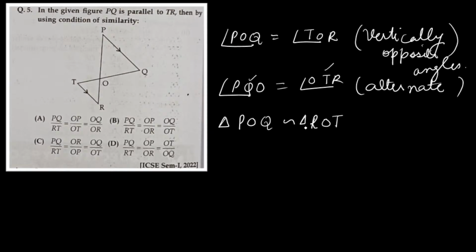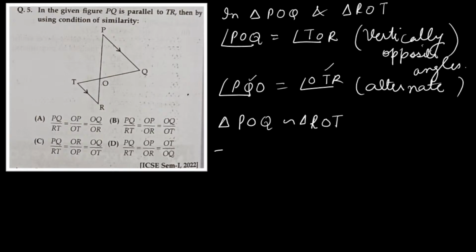So naming should be done correctly. Then only the ratio of the corresponding sides will be written correctly. So here also you can write triangle POQ and triangle ROT. I hope you have understood how to name the triangle. If anyone has any doubt, you can let me know, because if you don't write the name of the triangle correctly, then the ratio will be different.